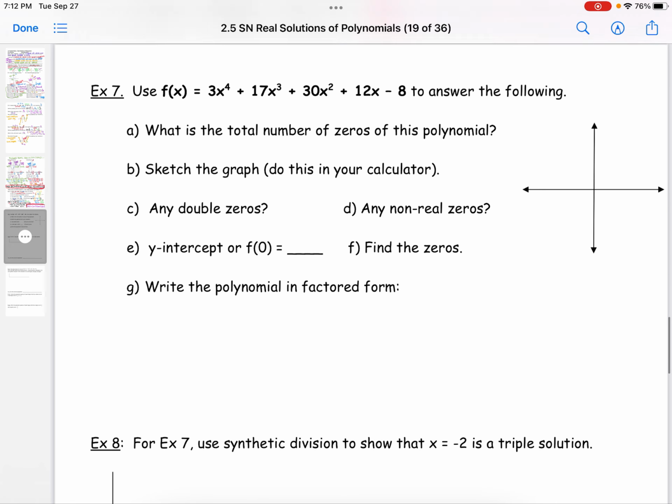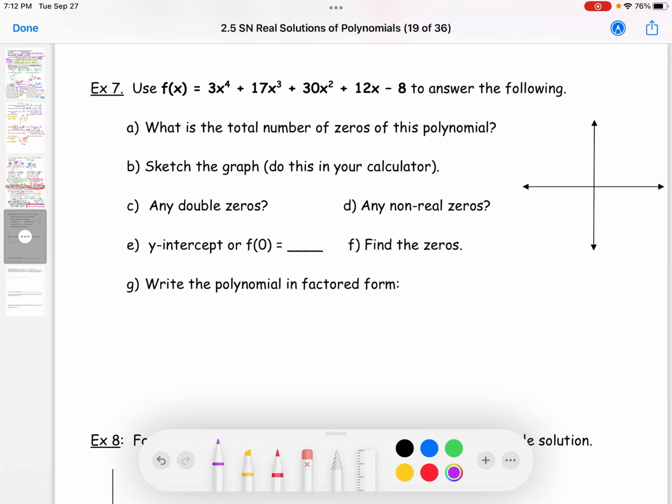Now, let's do this again. Example 7. Different equation. We're going to look at the same questions, but with a different equation. The total number of zeros of this polynomial is 4. Degree of 4, total number of zeros is 4.